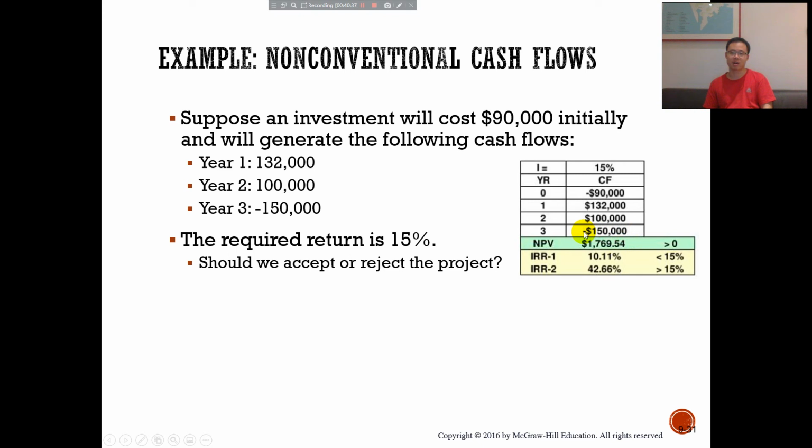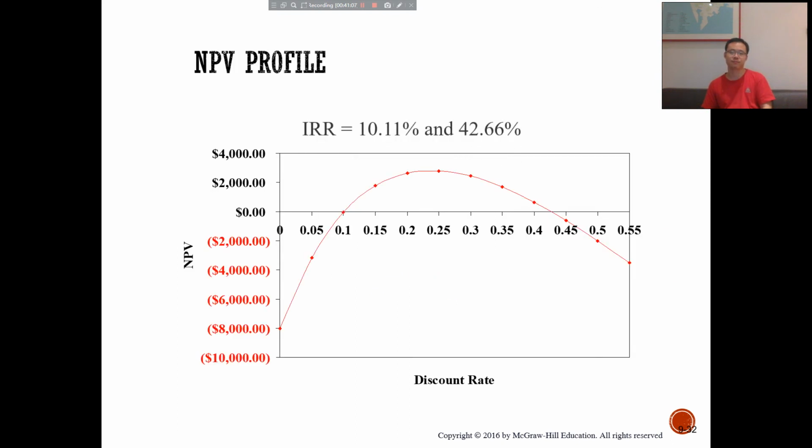Question: how do we calculate the IRR of this? If you solve the NPV equation, you find that there are two IRRs that can make NPV 0. The first IRR is 10%. The second is 42%. The required return is 15%. So one IRR is smaller than 15% and the other is greater than 15%. Should we accept or reject this project? The NPV profile will look like this, and the first intersection point is 10% and the second is 42%.